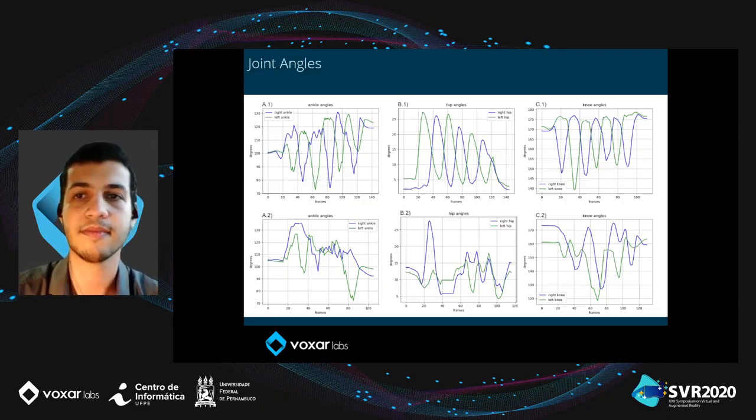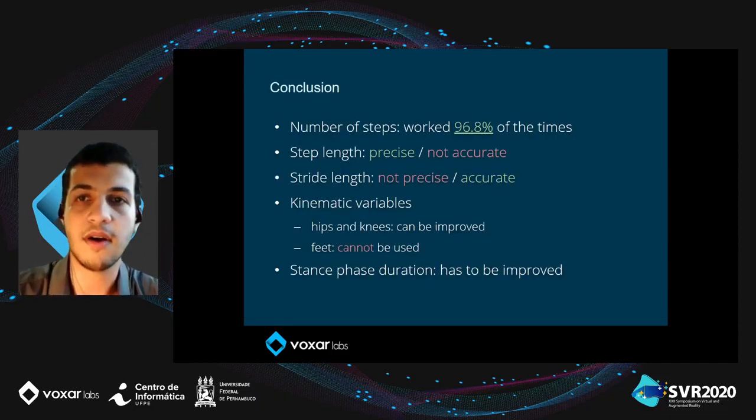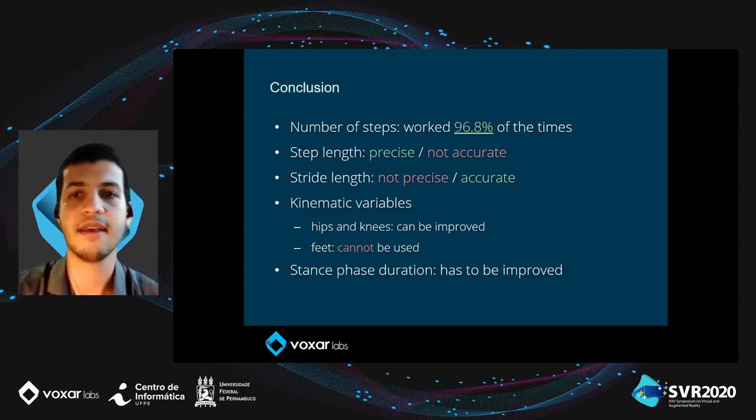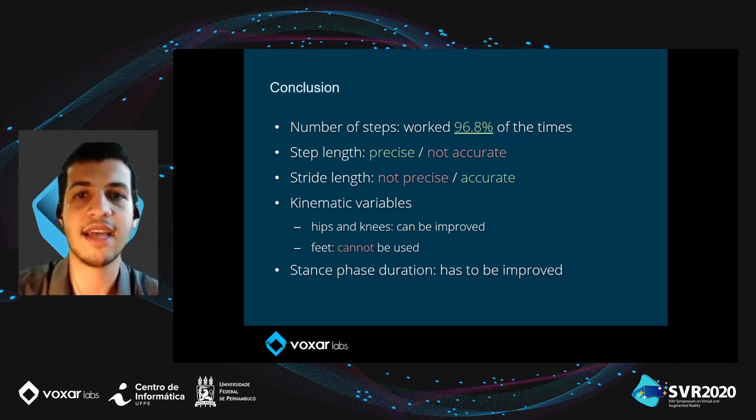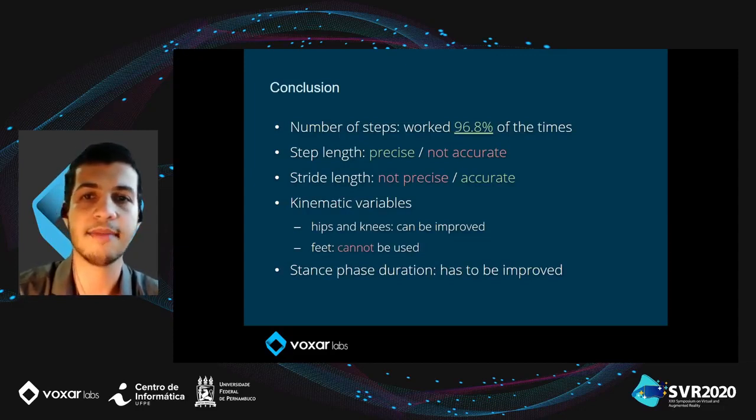In conclusion, all the calculations could be done in a simulated real-time environment, indicating that it may be possible to obtain gait variables in real time. The algorithm to count steps worked well, the step length measurements were precise but not accurate, and the stride length measurements were accurate but not precise.